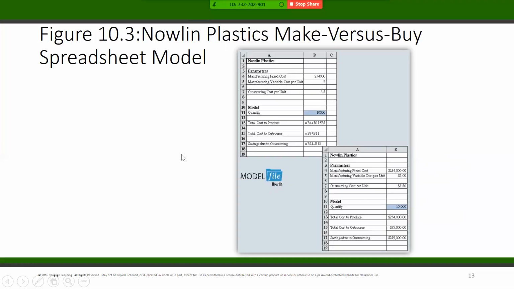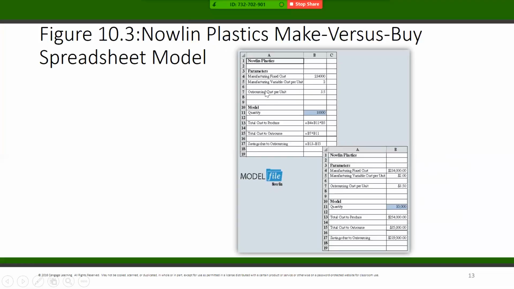The input parameters are the manufacturing fixed cost, the manufacturing variable cost per unit, and the outsourcing cost per unit. We offset P from FC and VC because it's for outsourcing. So we're moving this down a little bit. We're not putting it right up there because that's an outsourcing cost instead of an actual in-house cost.